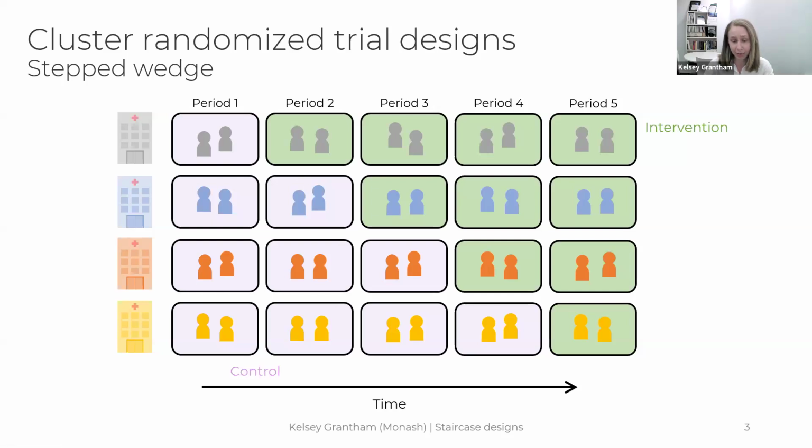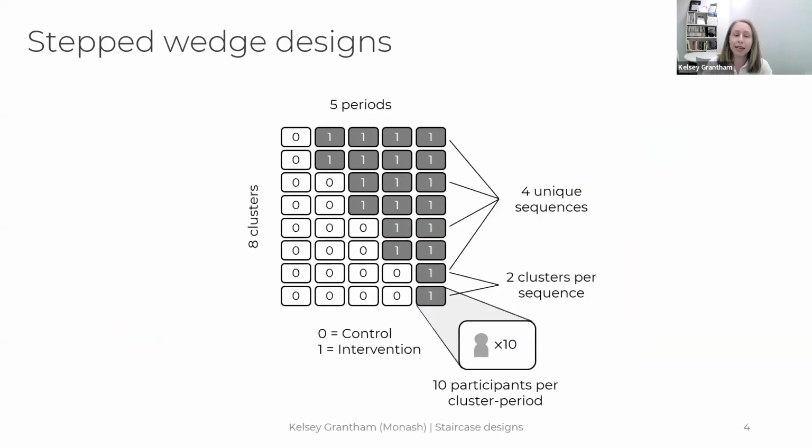In some settings, these participants may be measured more than once, as in a cohort study, but in this talk, I'll focus on settings where each participant is measured just once and new participants are entering the cluster in each period. So we typically depict the design schematic like this, where each cell represents a cluster period and contains either 0 for the control condition or 1 for the intervention condition. A particular design has several identifying characteristics, such as the number of unique sequences, the number of clusters per sequence, and the number of participants measured in each cluster in each period, otherwise known as the cluster period size.